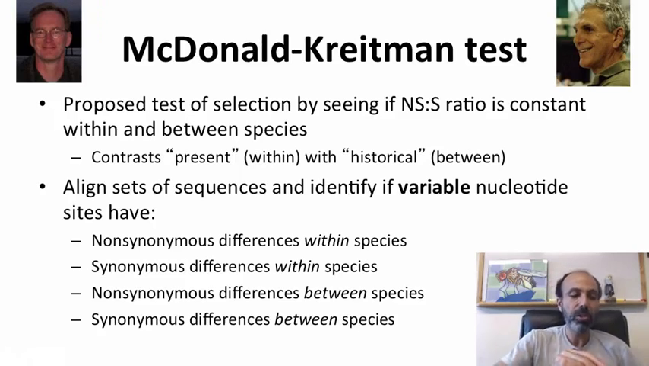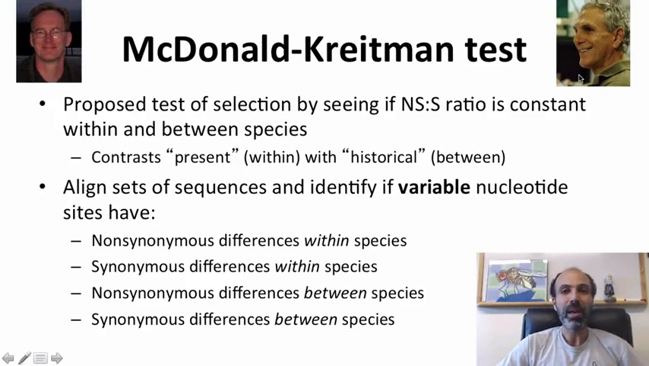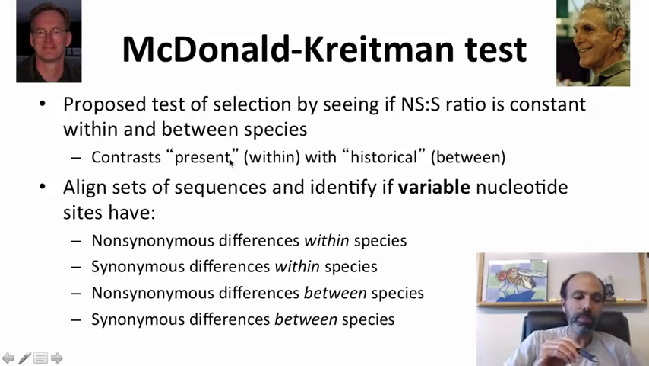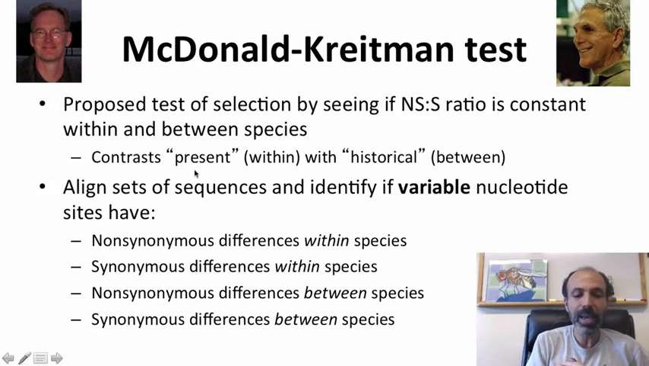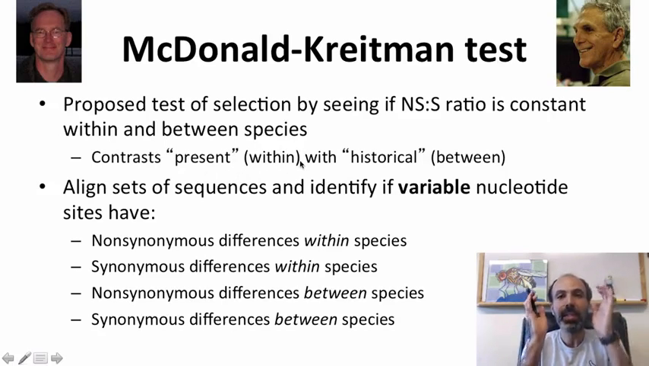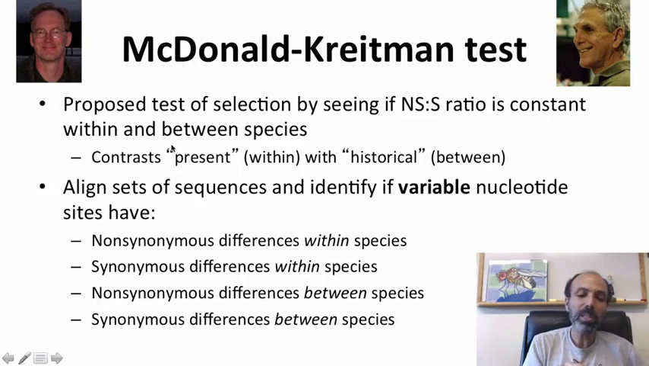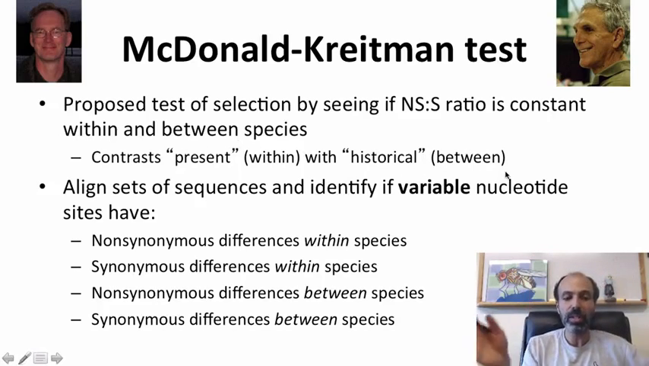Now, two fellows, John McDonald and Marty Kreitman, suggested this test, which has subsequently been named after them. They didn't call it the McDonald-Kreitman test, they just named it a test. Now, they proposed that you can test for selection by seeing if this ratio is constant within species and between species. The importance here is this within species is looking at the present day. When we're taking a snapshot of a population right now, what do we see in terms of non-synonymous variation, synonymous variation? The between species indicates historical changes, what's happened over the evolutionary history.